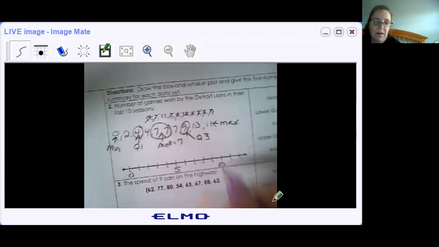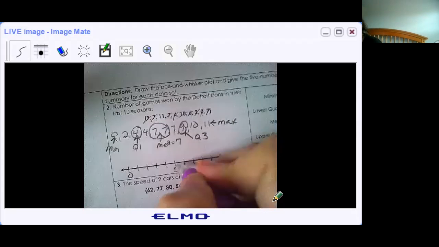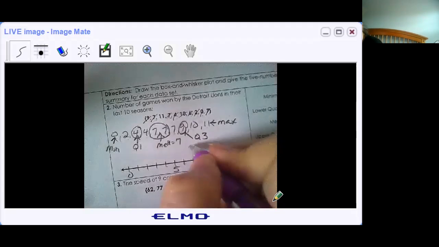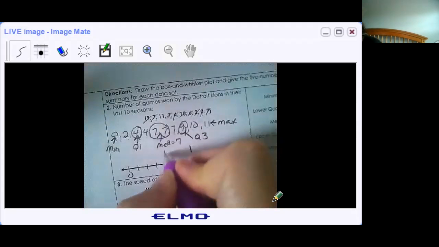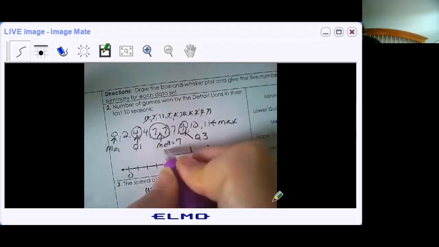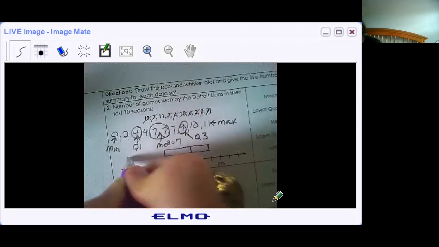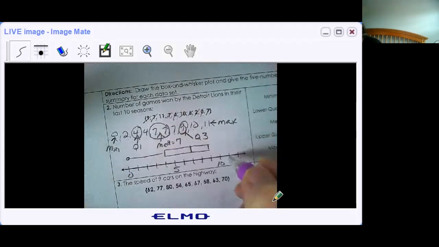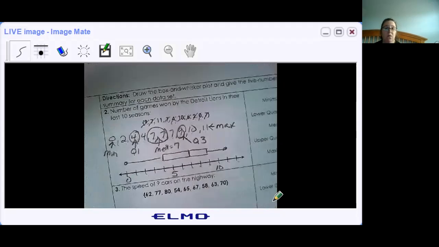That's awesome. So now I can draw my picture. My median is at 7. So 5, 6, 7. There's the center of my box. My lower quartile is at 4. My upper quartile is at 9. So there's my box. My minimum is at 0. My maximum is at 11. And once I have all that done, my picture is done. So that's how we create a box and whisker plot from our information.